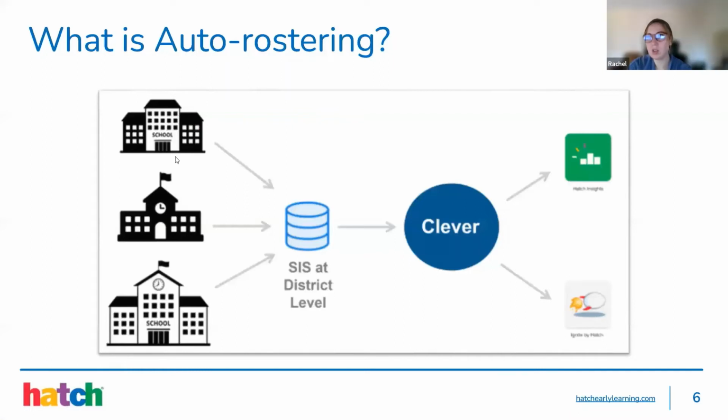Sure, let's go here. So our other option that we have is auto rostering. So auto rostering is where you can use Clever or ClassLink to link the data in your student information system to Ignite and Insights. Ignite and Insights will receive your data and will sync with it nightly.